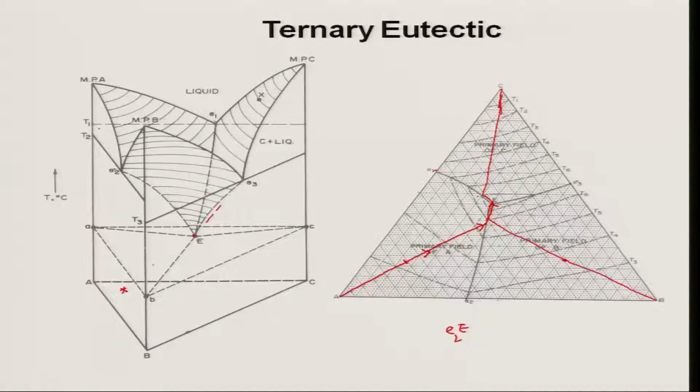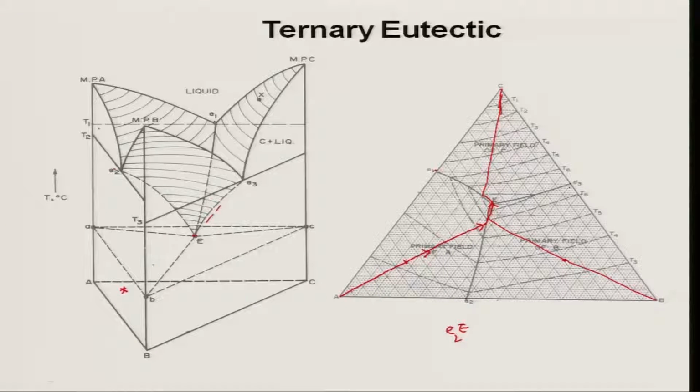As you can see, if the composition falls on one of these 3 curves, what will happen? First, it will crystallize both components, A and B in case of E2, B and C in case of E3, and C and A in case of E1. And this will keep on crystallizing into these 2 phases, A and B in case of E2, B and C in case of E3, and C and A in case of E1, and finally, it will reach the point E where the ternary eutectic will form. So, there are 3 sets of alloy compositions which you have seen.